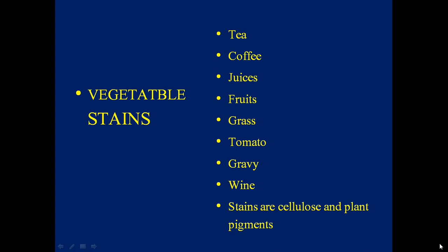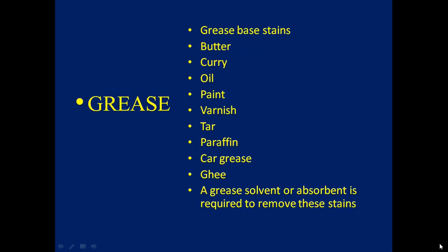So the person who is involved in the stain removal process should always remember that he or she should be able to identify the stains and then classify the stains. So it can reduce their workload, and it will be very convenient for them to select the right chemicals for the right stain. Then grease-based stains: butter, curry, oil, paint, varnish, tar, paraffin, car grease, and ghee.